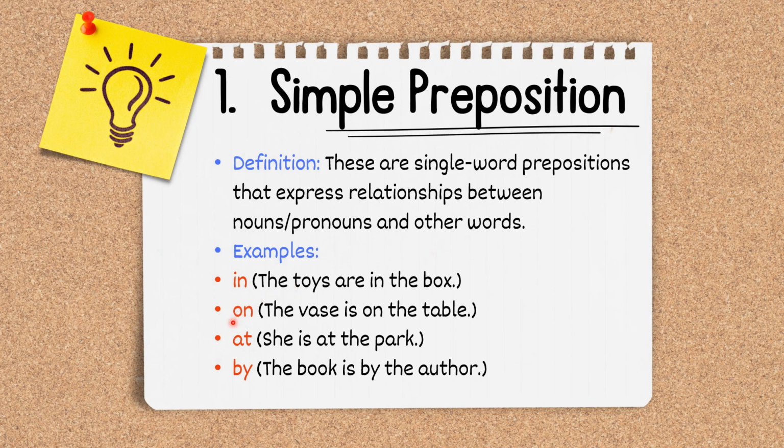Okay, next one is "on". The vase is on the table. Again, it is telling you where your vase is. It's on the table. So "on" is a simple preposition. Then, she is at the park. Again, "at". The book is by the author. So "by" is also a simple preposition.